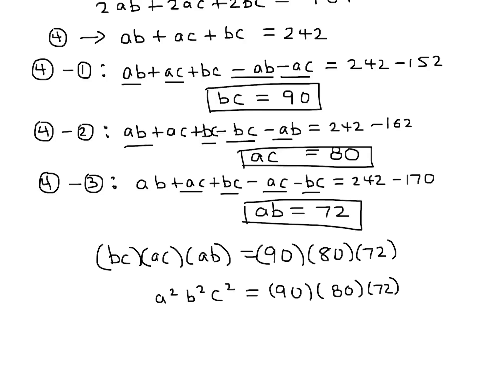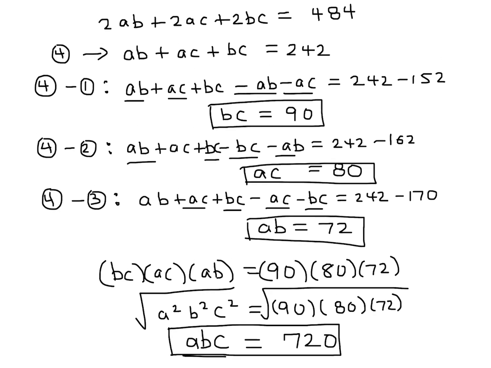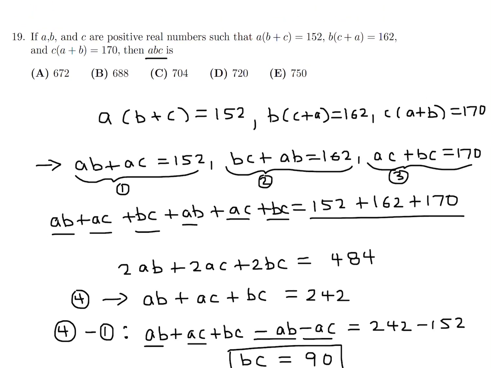Now if you take the square root of both sides, you will get ABC. And that is what they want you to figure out. So the square root of this big long number is 720. So there you have it. With a little bit of fancy manipulation, we got down to what we wanted. So ABC is 720, and therefore 19. The answer is D.